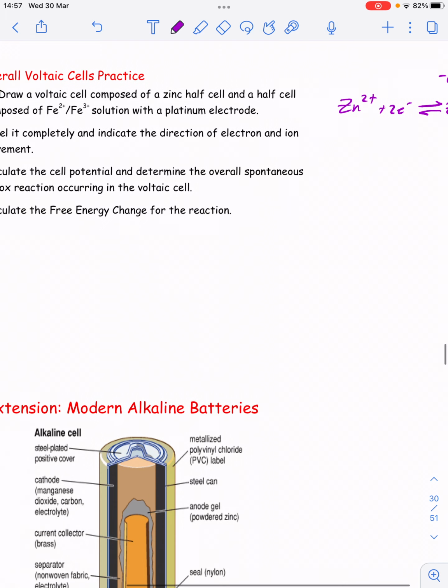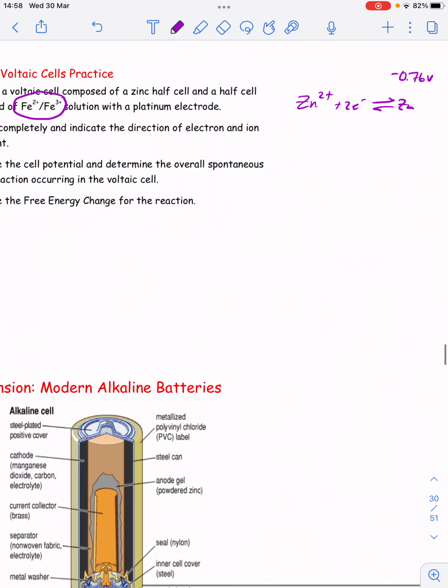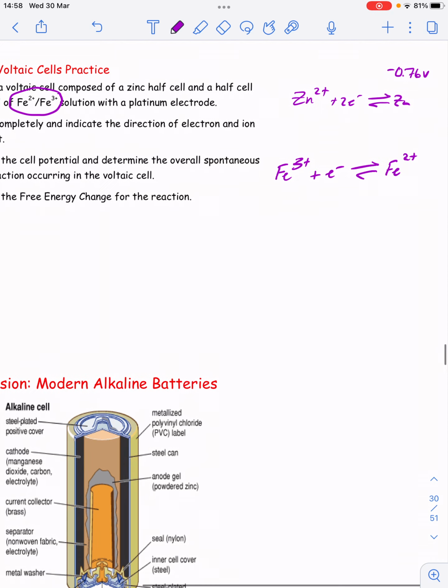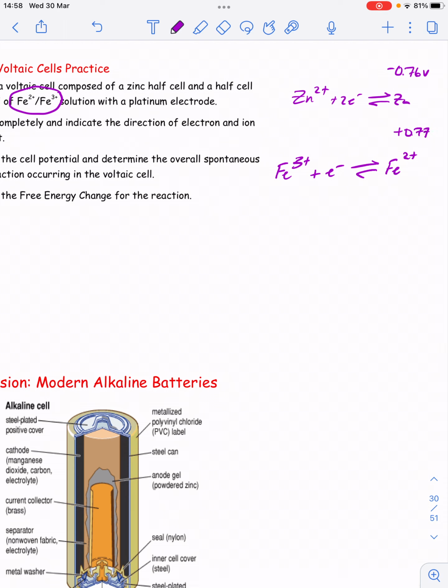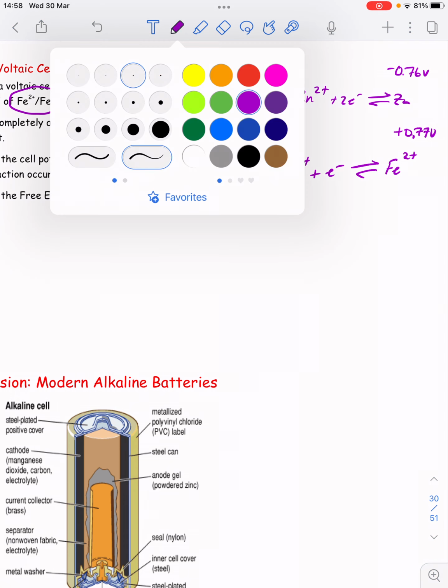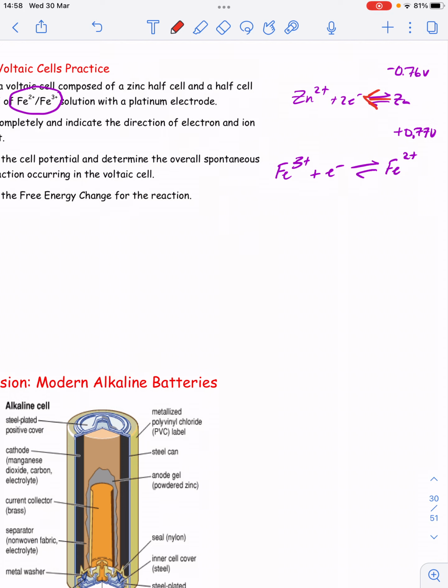The other half equation that they've outlined is between these two different oxidation states or charges of iron, where iron 3 plus is here and the iron 2 plus is here, and this one has a plus 0.77 volt electrode potential. So I can already tell that the spontaneous reaction is going to be that the zinc oxidizes, is the anode, is the negative electrode. The electrons are going to flow out here, and then this will be the reduction. So I get the positive, and I get the cathode.